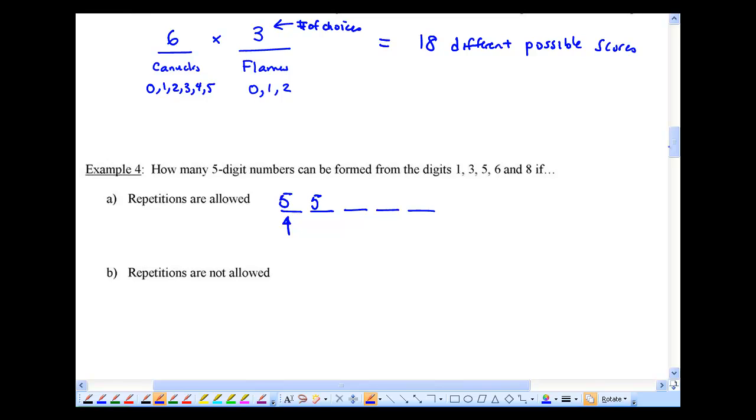Yeah, if repetitions are allowed, I have 5 different choices, and 5 different choices, and 5 different choices. So how many choices do I have? 5 to the power of 5. This one I do know. This is 3,125 ways. A lot. Or maybe I shouldn't say ways. I'll say different numbers.